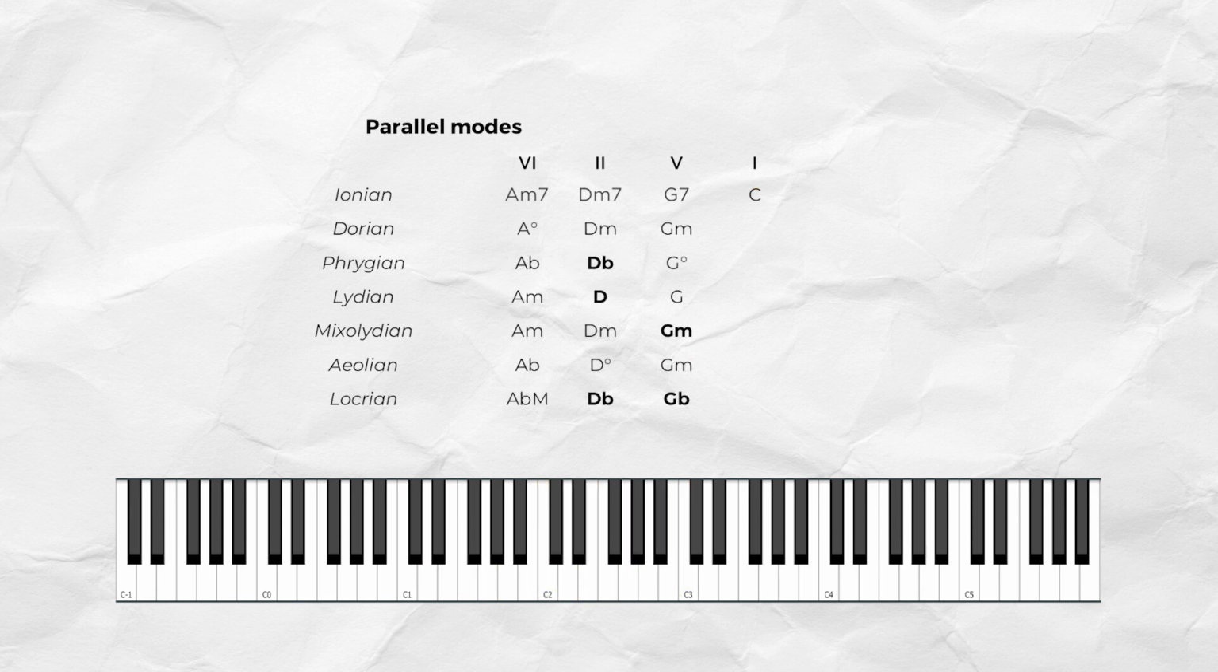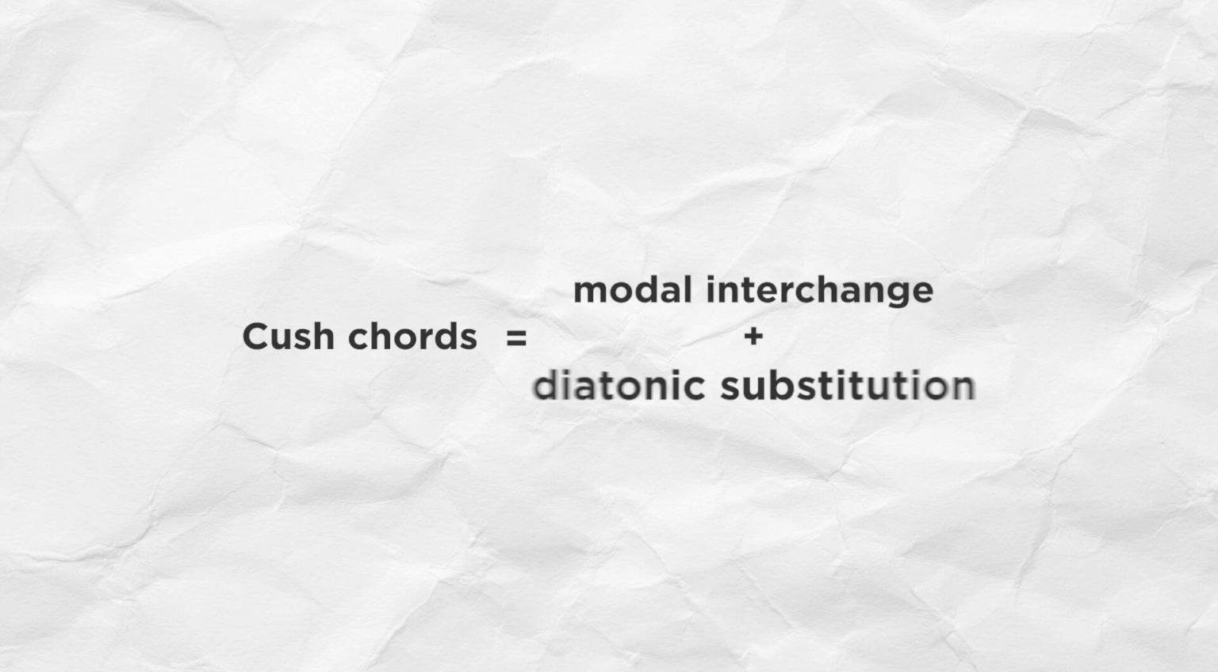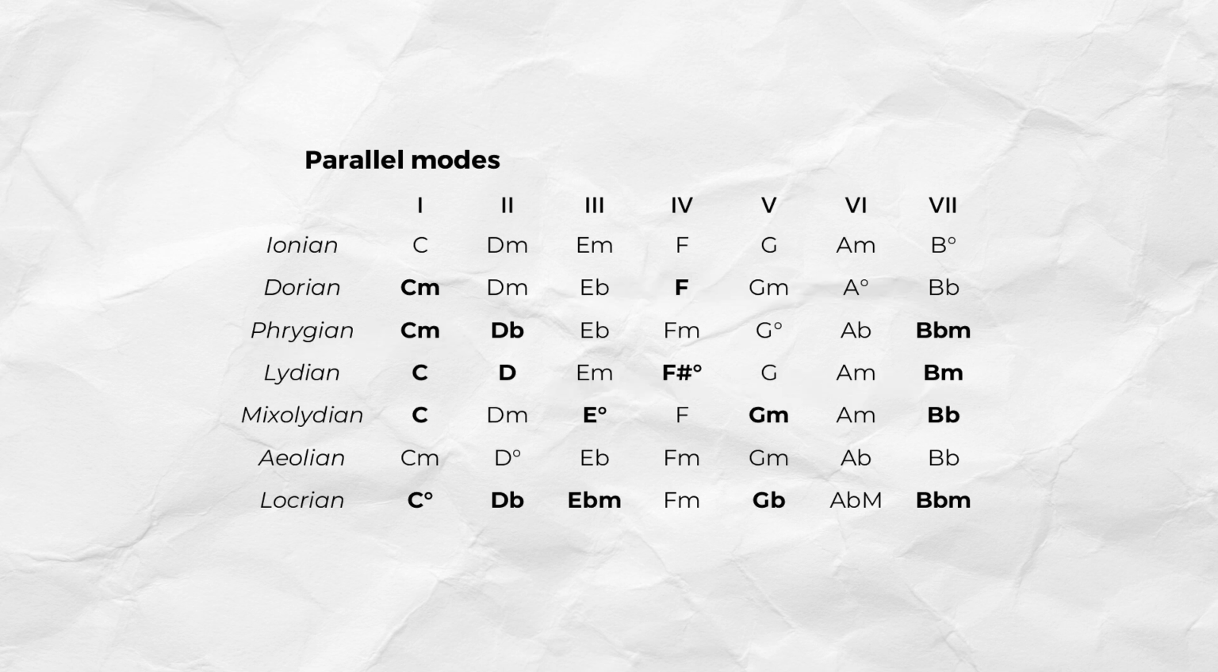Now, in a very similar way, we can use OpenStudio's Cush chords. This is a type of harmony game developed by OpenStudio. It's a great YouTube channel that I'll link in the description. So Cush chords essentially are just another type of modal interchange that is combined with some diatonic substitution. Basically, you start with parallel modes, and instead of using them as is, you use their relative major scales that use exactly the same notes.